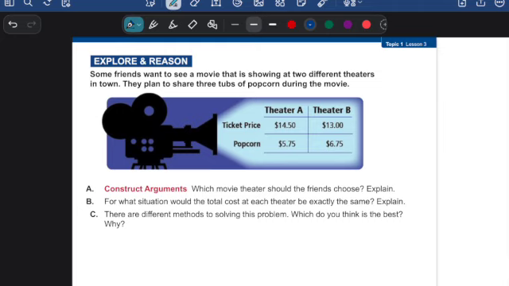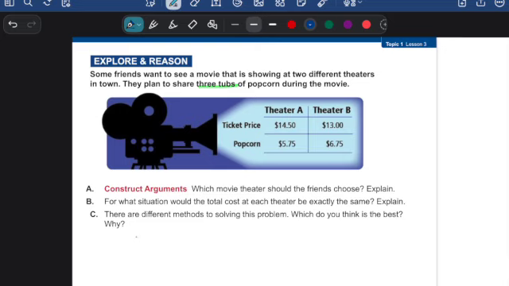For our Explore and Reason, we have this situation. Some friends want to see a movie that is showing at 2 different theaters. They plan to share 3 tubs of popcorn. So the only information that we know for sure is the ticket price and how much popcorn they're going to buy. We don't know how many tickets or how many friends are going to see the movie. So we're going to write an equation for each theater and compare the two.